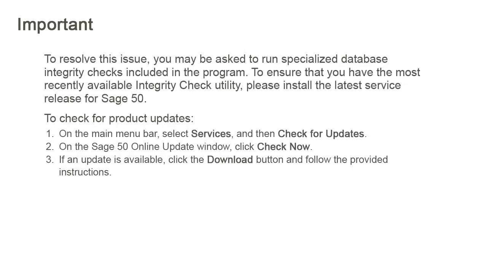To resolve this issue, you may be asked to run specialized database integrity checks included in the program. To ensure that you have the most recently available integrity check utility, please install the latest service release for Sage 50 Accounting. To check for product updates, on the main menu bar, select Services, and then check for updates. On the Sage 50 Online Update window, click Check Now. If an update is available, click the Download button and follow the provided instructions.